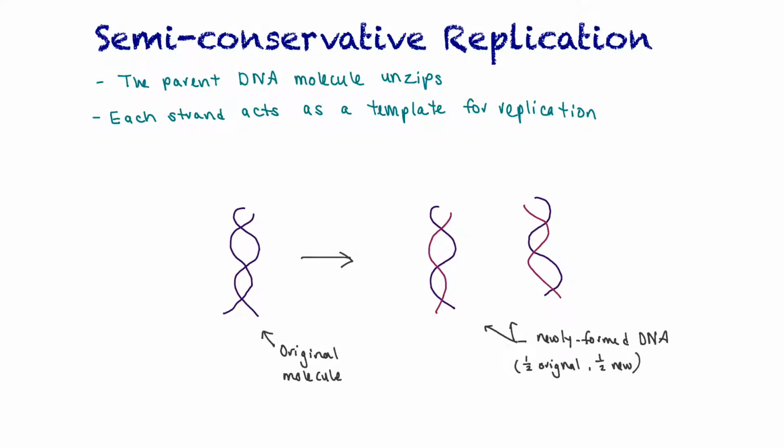In this model, you end up with two new molecules, but each of those molecules has half of the original DNA and half of the new DNA, or the newly built DNA. And this is the model that we hold to be true today.